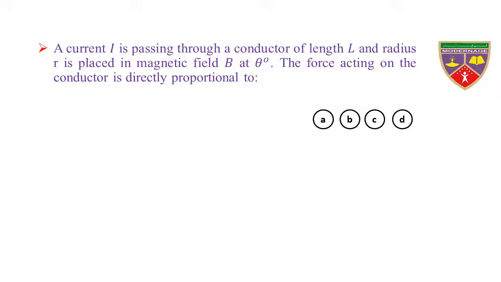A current is passing through a conductor of length L and radius R placed in a magnetic field B at theta degrees. The force acting on the conductor is directly proportional to: option A, B cos theta; option B, B sin theta; option C, R sin theta; option D, R cos theta. The key is B sin theta. Therefore, the correct option is B.